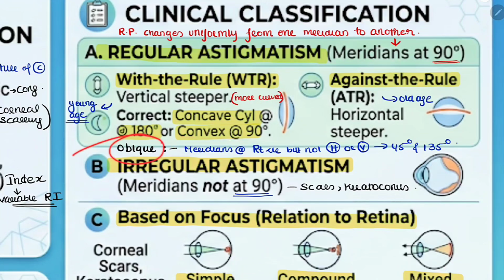Now what is oblique? Oblique means the meridians are at right angles, at 90 degrees to each other, but not horizontal or vertical. Here it can be at 45 degrees or 135 degrees. Combined, they form a right angle, but it is not horizontal or vertical.